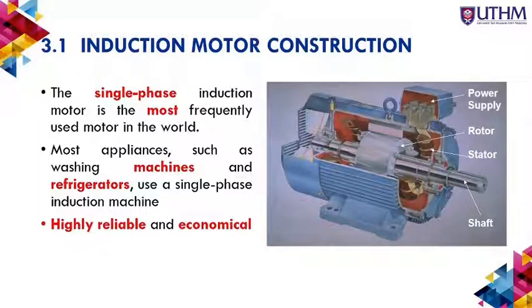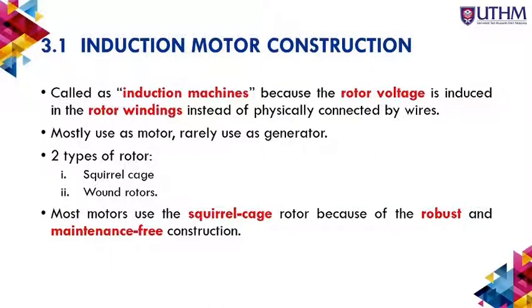So kalau induction motor dia ada dua. Okay, there are two types. Okay, dia squirrel cage and also the wound motor. Wound motor ni dia ada connection. Okay, dia macam DC motor lah lebih kurang. Okay, so dia bukan sekadar untuk motor, dia boleh gunakan untuk generator lah. Okay, most motors use the squirrel cage rotor because of the robust and maintenance free. So ni memang paling simple lah.